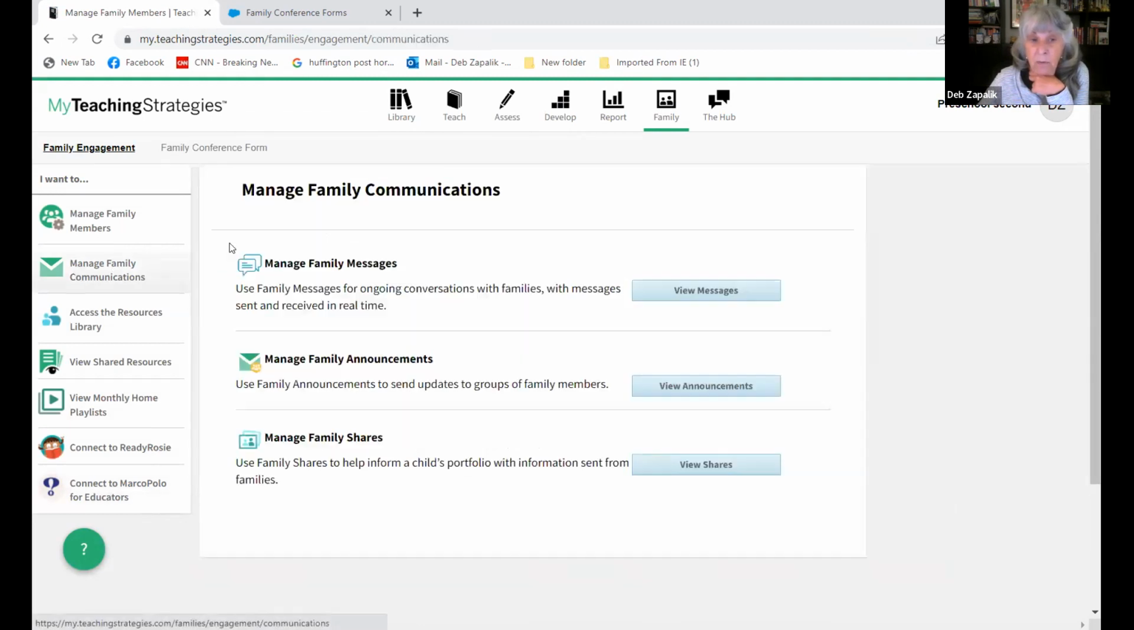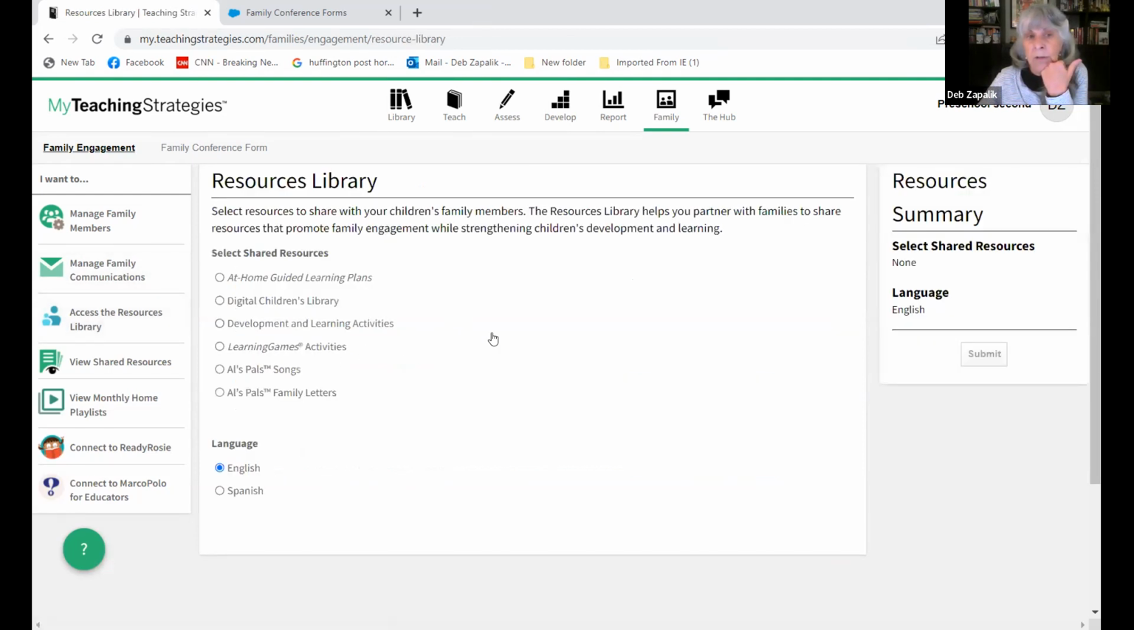They can communicate with families via text or email. Teachers can share announcements, and parents can also share with teachers. There's also a library available for teachers to send at-home activities. And there's also the Ready Rosie curriculum available under the Family tab.